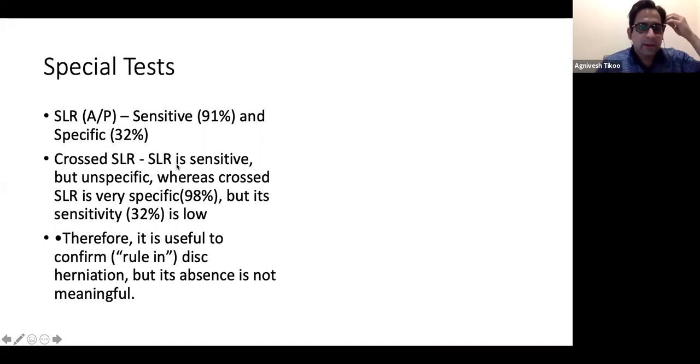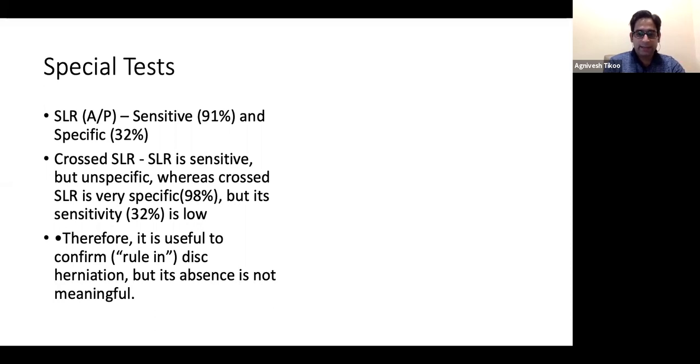Now you also have something called a crossed SLR, or the cross straight leg raise test. It means that when you lift the right leg of the patient and the patient complains of pain, he also complains of pain in the left leg. Understand this, very essential: crossed SLR is more specific. That means if a patient has a crossed SLR positive, the chances that he does not have a disc are very, very less.